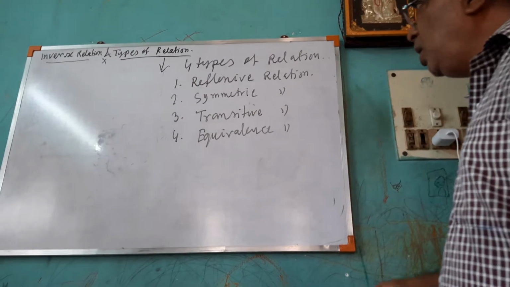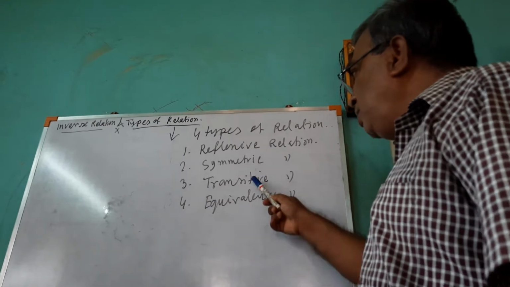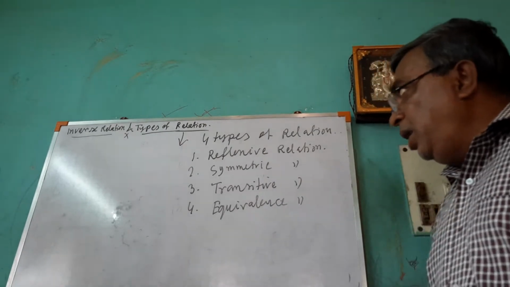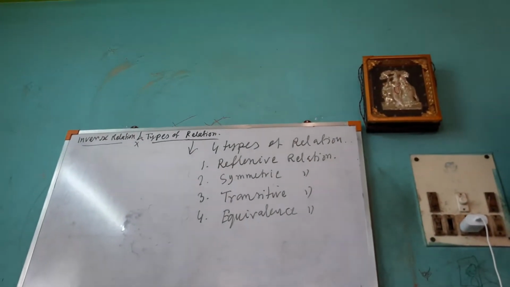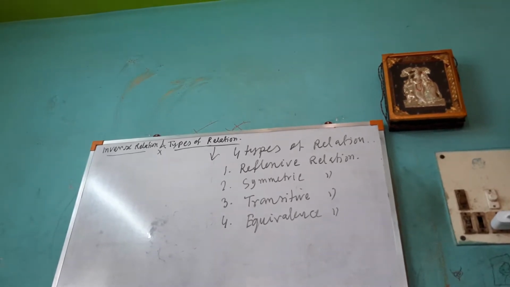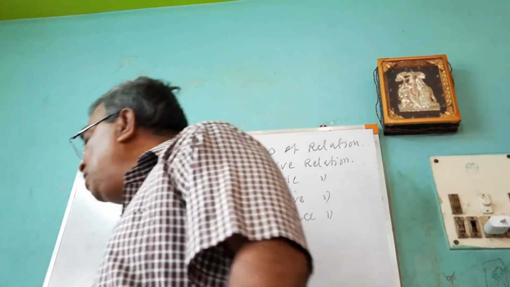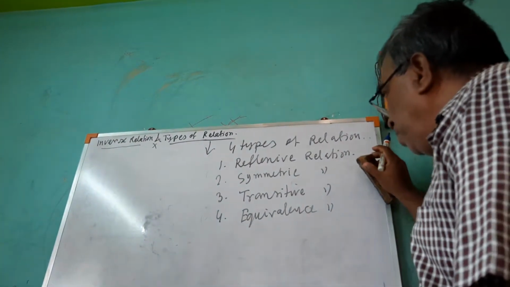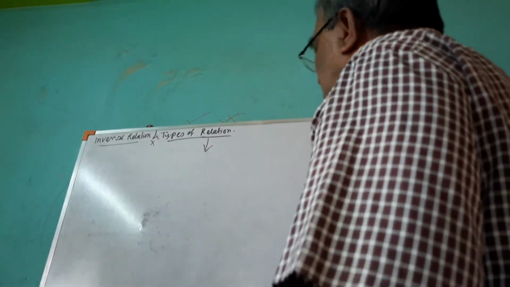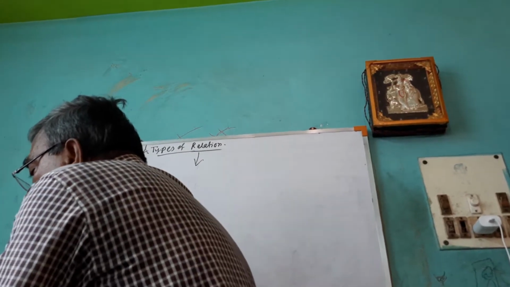How many types of relation? There are 4 types of relation: reflexive, symmetric, transitive, and equivalence. Now one by one I will explain. First I will explain what is reflexive. What is reflexive?